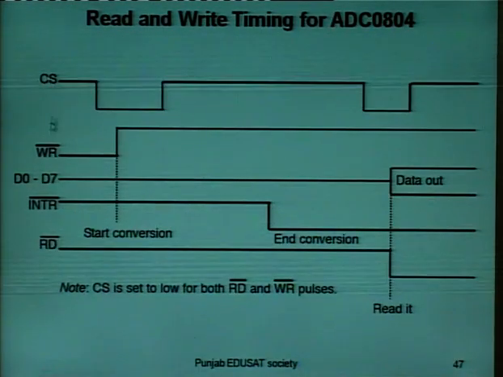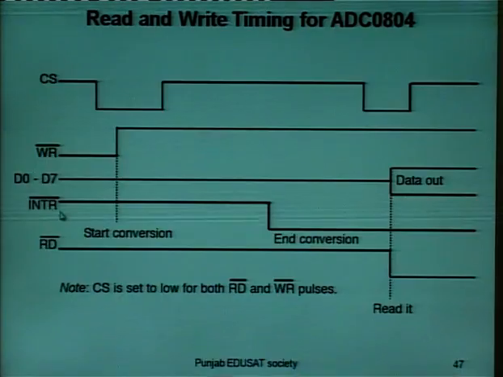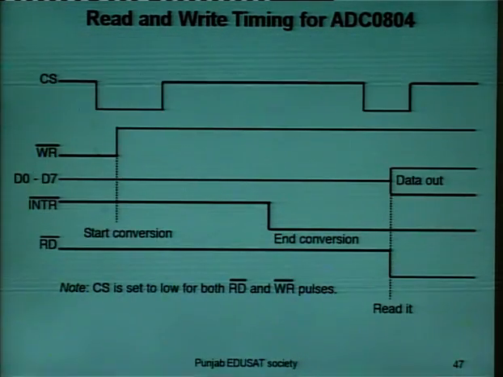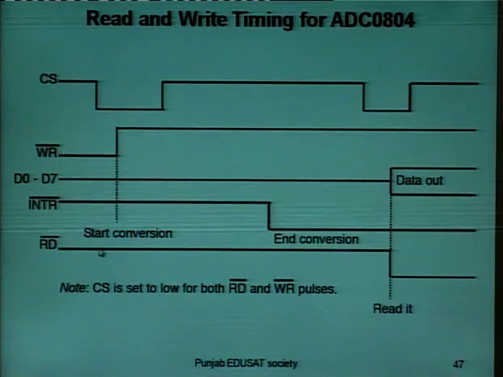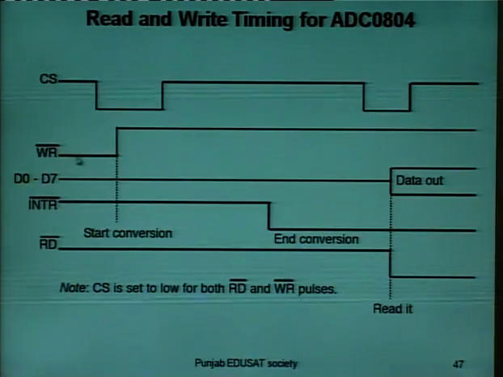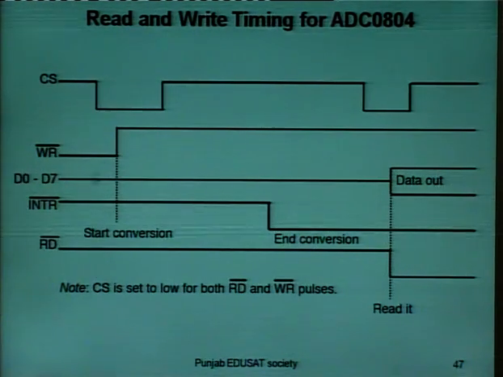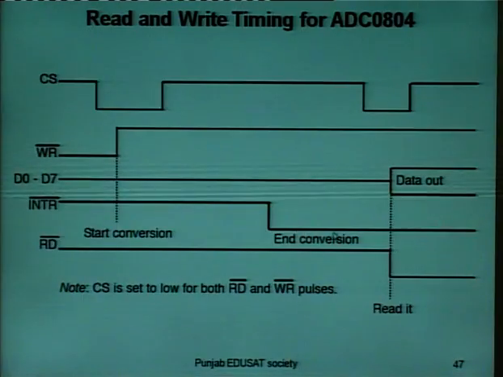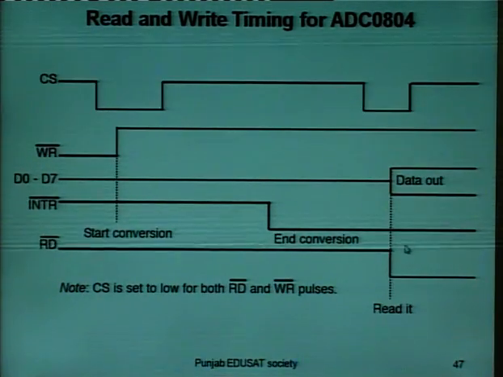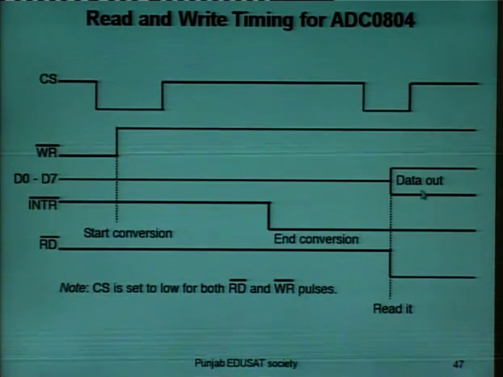This is the chip select signal, then write, which is active low, D0 to D7 data bus, interrupt, and read. Chip select is set to low for both read and write. For write, first of all we have to start the conversion, so chip select is made low. For the end of conversion, the interrupt pin goes low. When end of conversion is there, read is made high to low and chip select is made low again, then data is out.